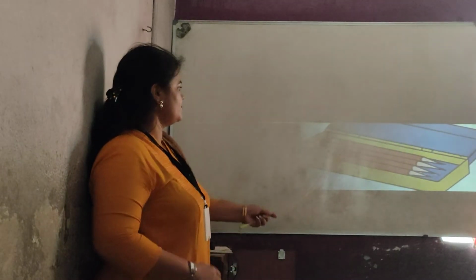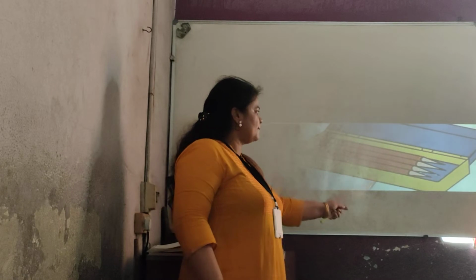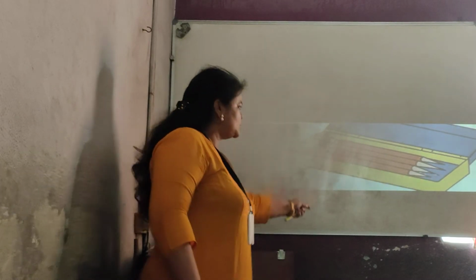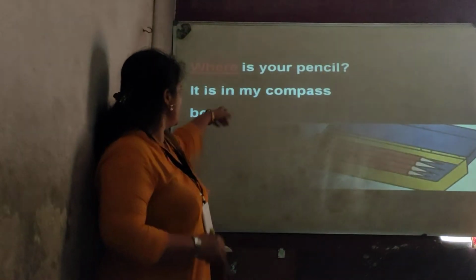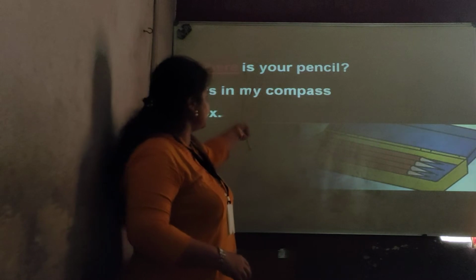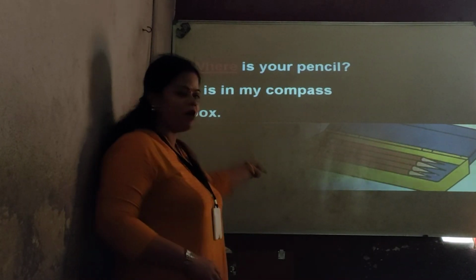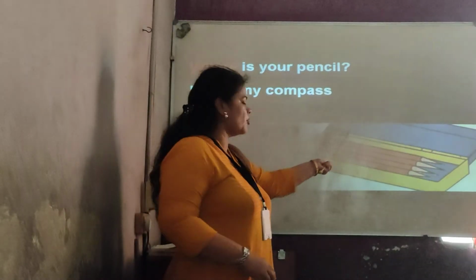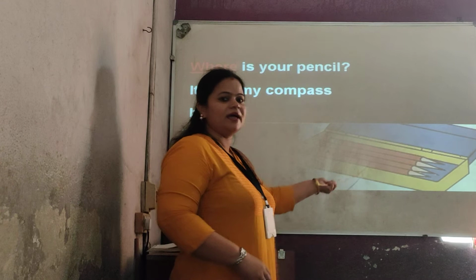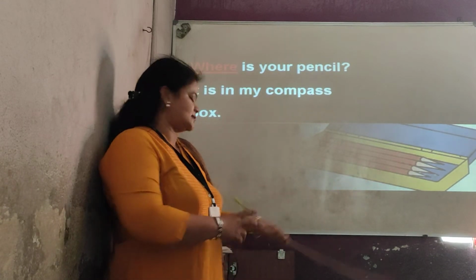Let's see another one. What is given here? It's a pencil box and there are pencils. Can you see the pencils, where the pencils are? So we use the word where. Where are your pencils? They are in my compass box. That means the word where we use to ask about the place. Where are the pencils? The pencils are in the compass box.